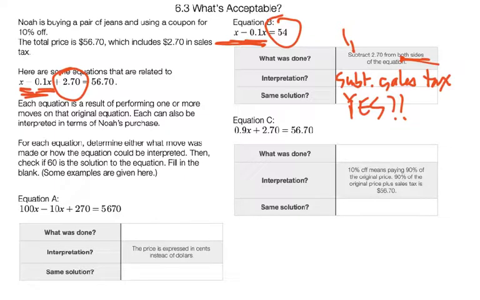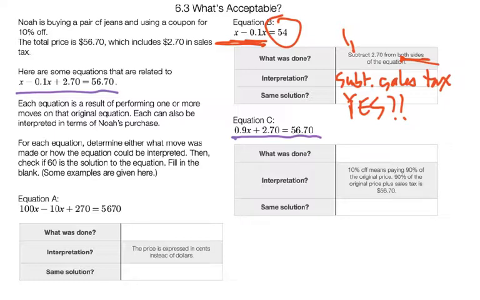So again, going back, I've got the same exact equation right here, and now I've got this equation. And the interpretation says that 10% off means I'm paying 90% of the original price, or 90% of the original price plus sales tax is $56.70. That is absolutely right. If I take 10% off of something, I'm really paying 90% of the original. If I take 20% off of something, I'm really paying 80% of the original.